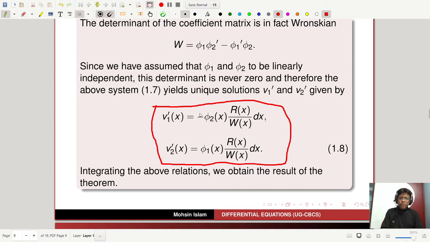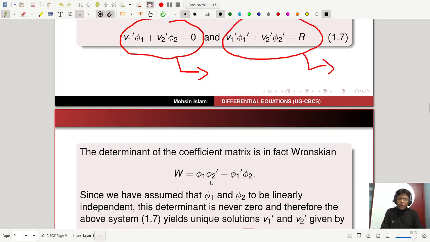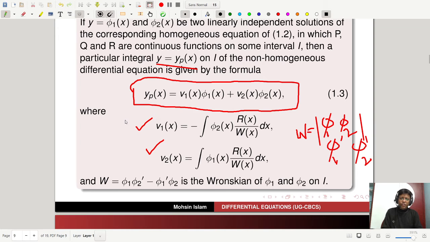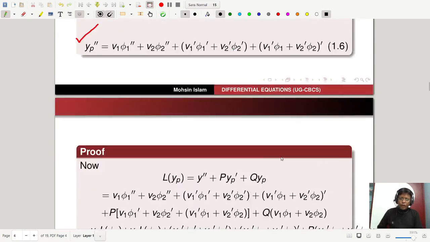If you integrate, there is some typographical error: dx should not be there. This is your v1 prime and v2 prime, but when you integrate, the integration dx will come. Integrating the above result, we obtain the final result of the theorem. So that is how you can calculate the unknowns v1, v2. This is the result by integration, and this is the theorem. So this is the very simple proof of the theorem.